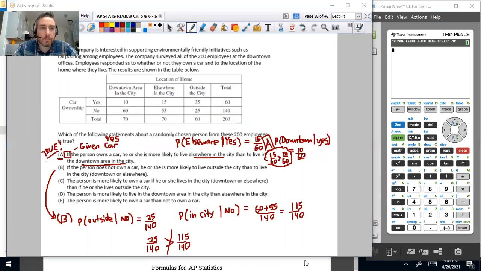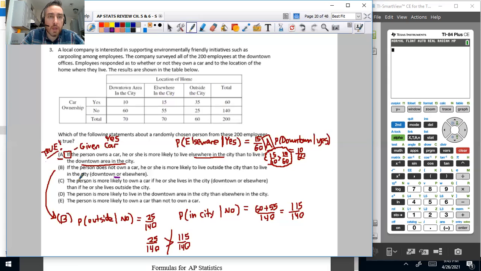Now let's look at B. For B, it says if the person does not own a car, he or she is more likely to live outside the city than to live in the city, downtown or elsewhere. So let's see how that works. If the person does not own a car implies that we're going to use the no's. So given no, what's the probability that someone lives outside the city? Well, given no, 25 of those live outside the city, 25 out of 140.